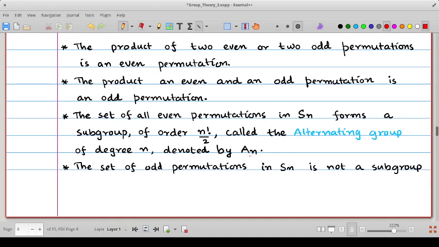However, if we take the set of all odd permutations of Sn, that will not form a group, simply because closure is not satisfied. For example, if we take two odd permutations and take their product, the resulting permutation is an even permutation. So closure is not satisfied.